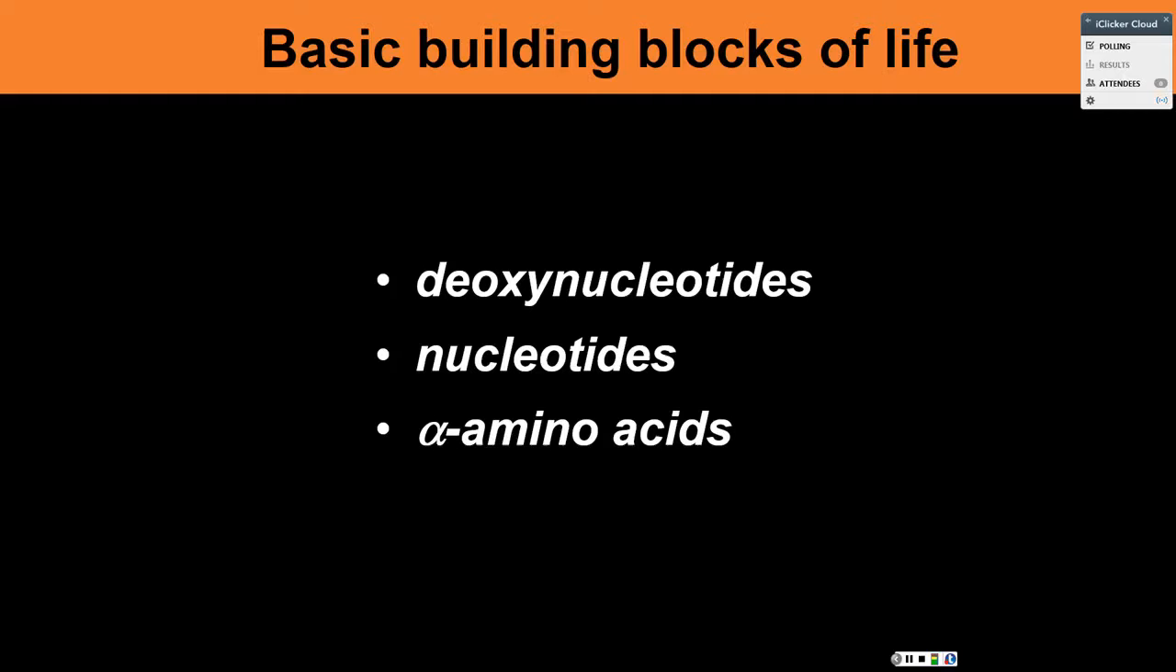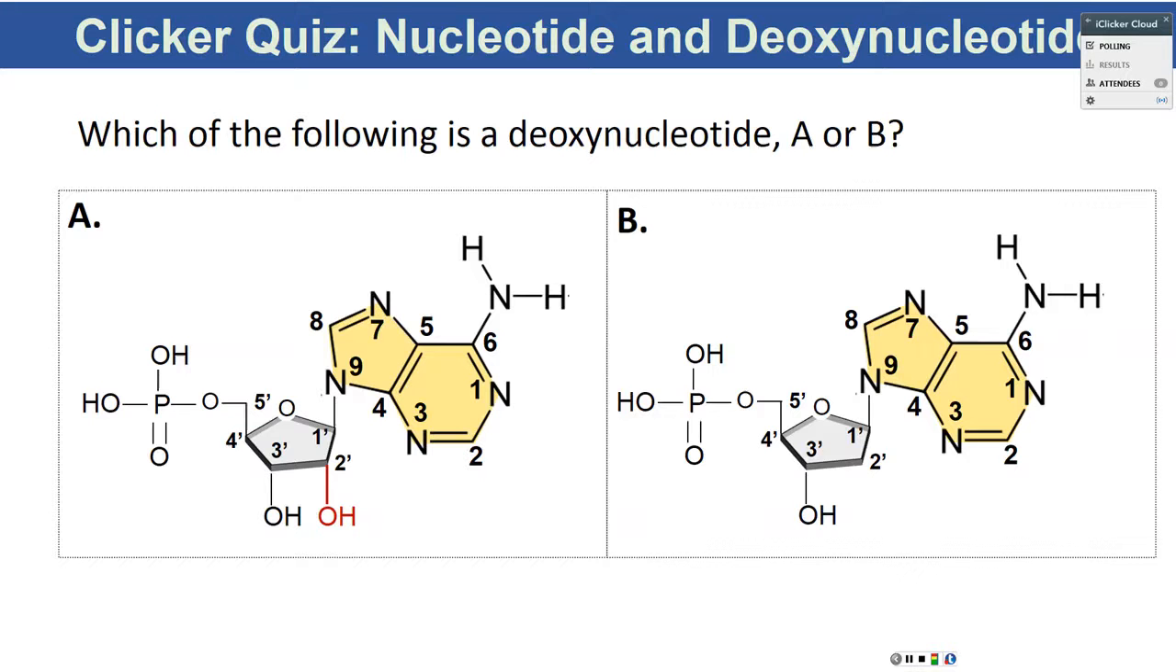So to think in the very basic items, we can think that the building blocks of life, in the very, very small items, are deoxynucleotides, which will be used to make DNA, and nucleotides, which will be used to make RNAs, and alpha amino acids used for making proteins, right? So here is your first clicker question.